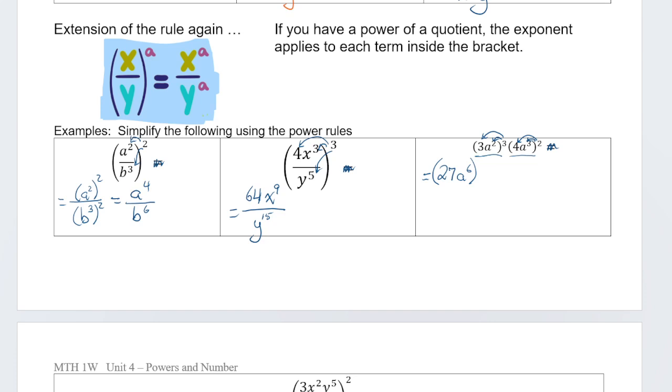Then we've got 4 squared is 16. A cubed squared is a to the power of 6. And then they were multiplying here, so they're still multiplying here, right? We simplified this part, and we simplified this part, but they were multiplying there. They still have to be multiplying here.